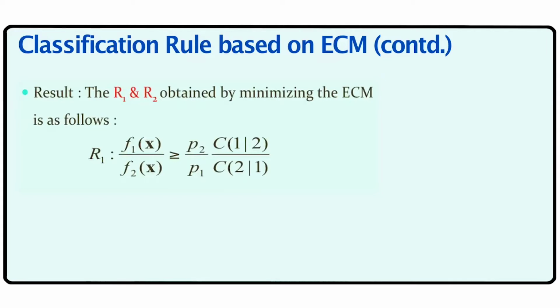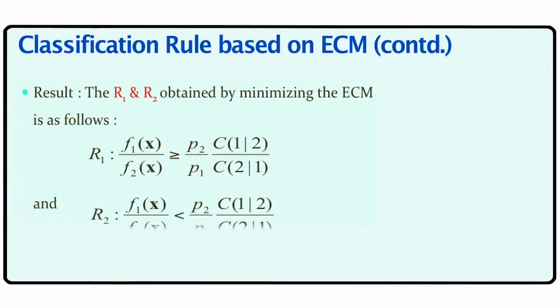R1 is given by f1(x)/f2(x) greater than or equal to (p2/p1) times the ratio C(1|2)/C(2|1), and R2 is given by the complementary region, which is f1(x)/f2(x) less than (p2/p1) times C(1|2)/C(2|1).